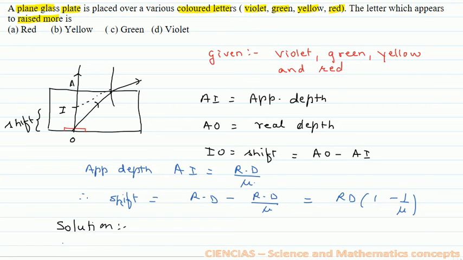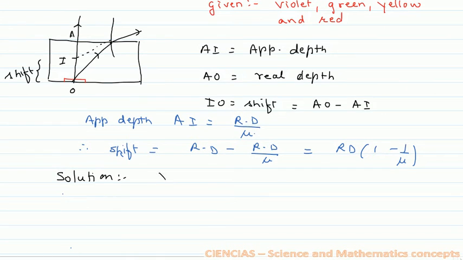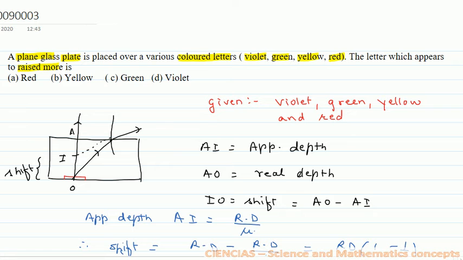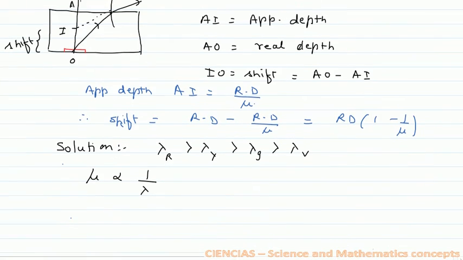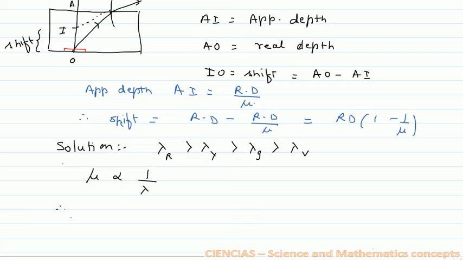Solution. Now we know that wavelength of red is more than wavelength of yellow is more than wavelength of green is more than wavelength of violet. And since refractive index is inversely proportional to wavelength, therefore refractive index of red is less than refractive index of yellow is less than refractive index of green is less than refractive index of violet.